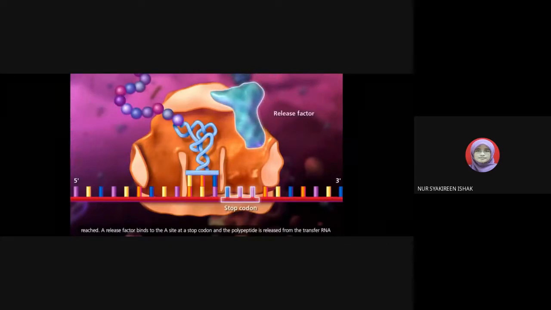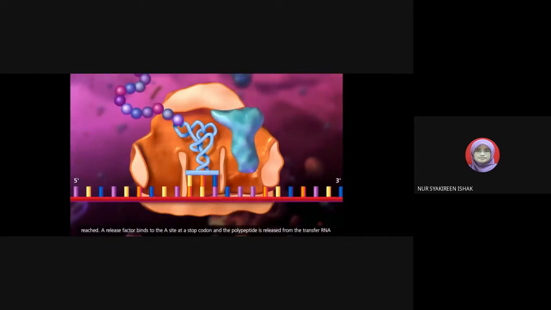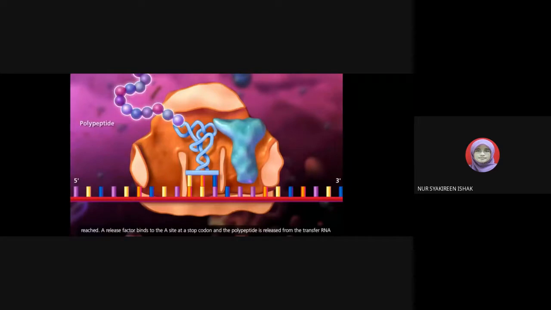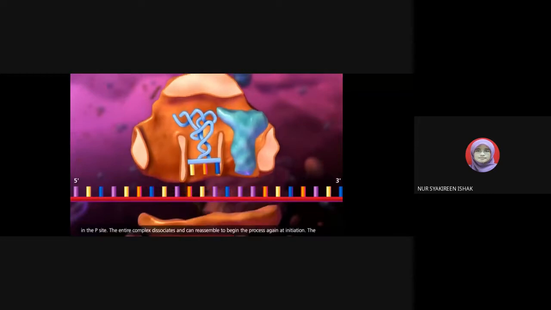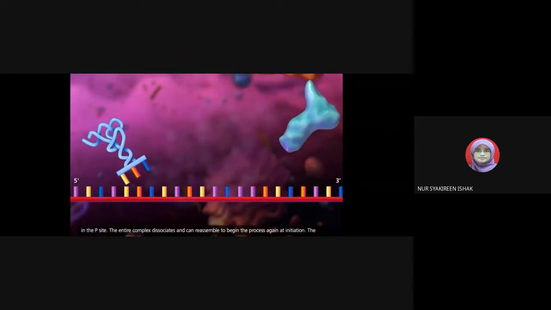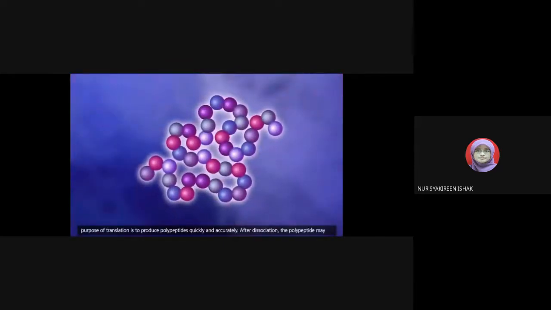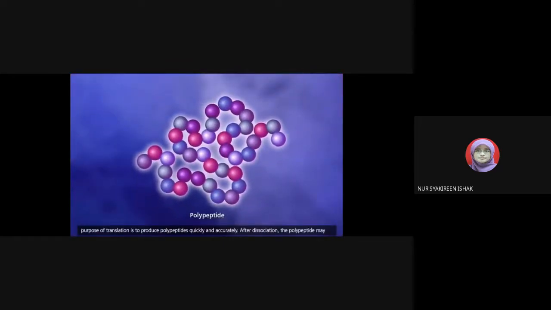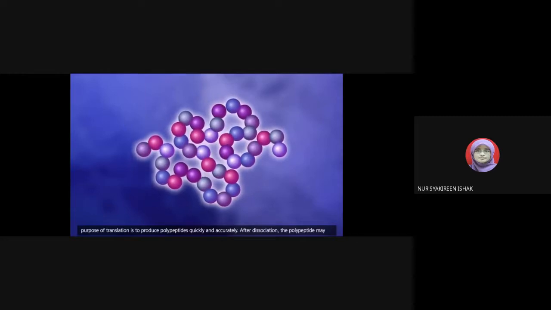A release factor binds to the A site at a stop codon, and the polypeptide is released from the transfer RNA in the P site. The entire complex dissociates and can reassemble to begin the process again at initiation. The purpose of translation is to produce polypeptides quickly and accurately.